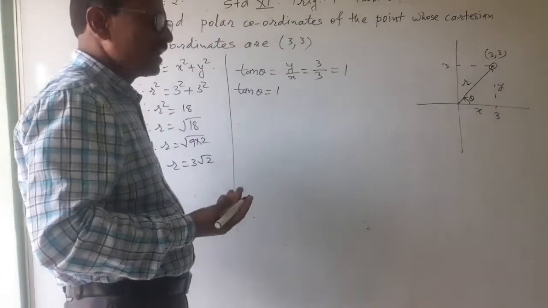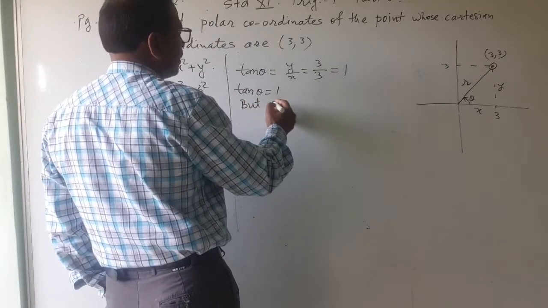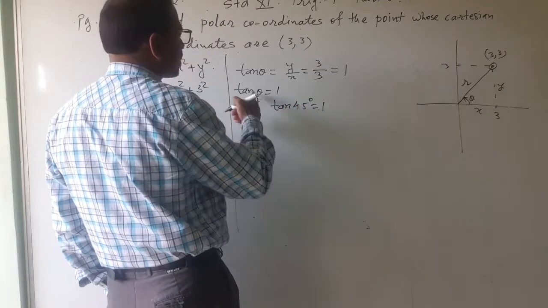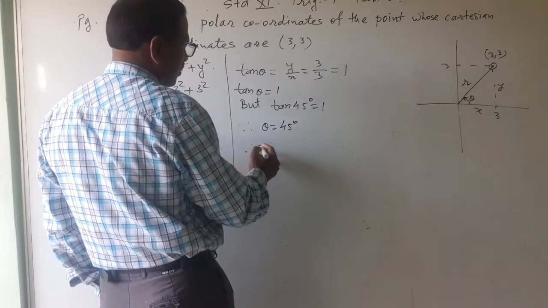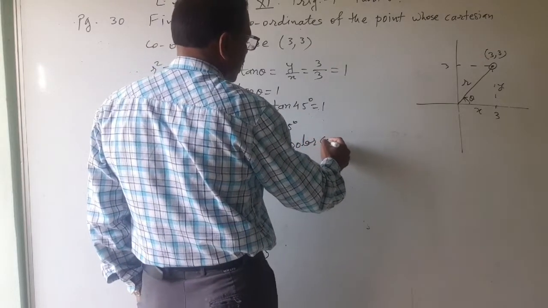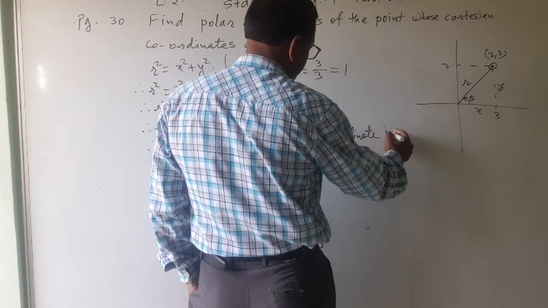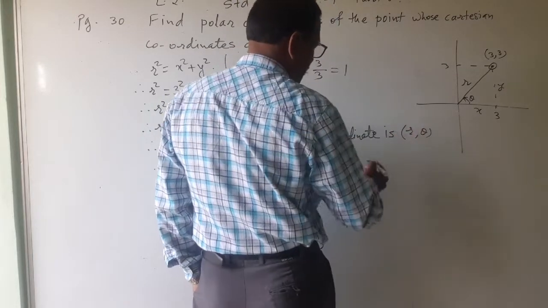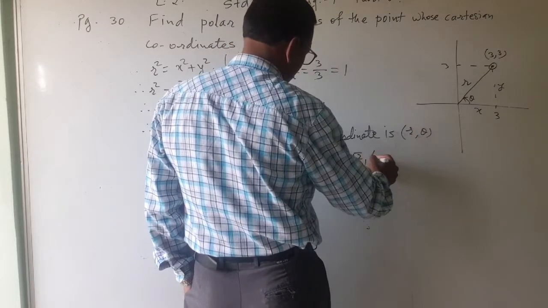Now the angle whose tan is 1: tan of 45 degree is equal to 1. Therefore, comparing this, theta is equal to 45 degree. Therefore the polar coordinates are r comma theta.